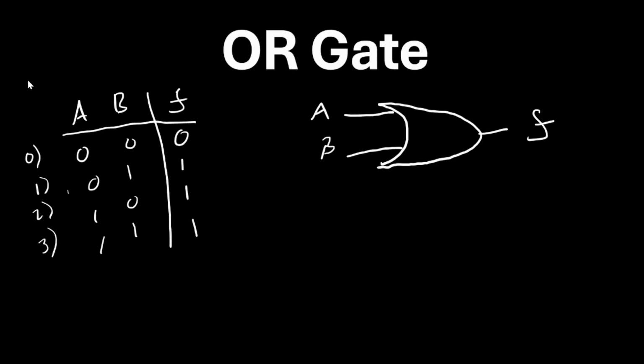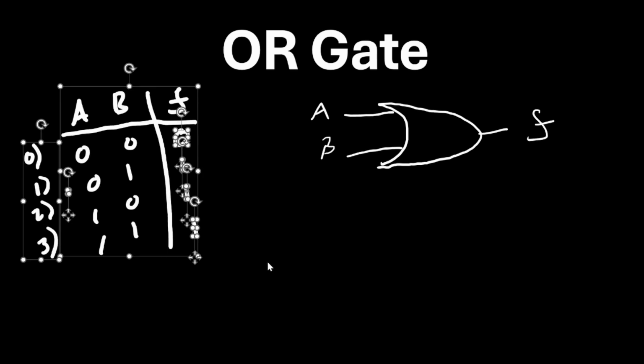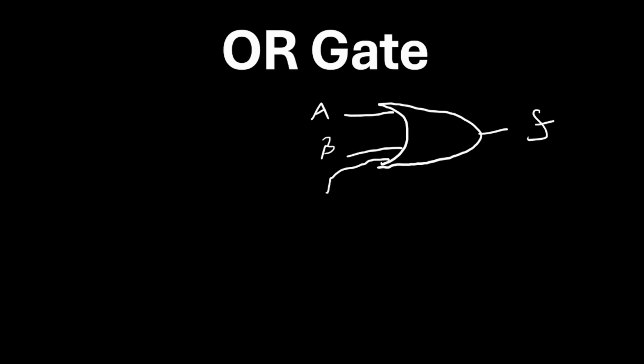Real quick, let's do an OR gate that has A, B, and C. Let me sneak C in there. There we go. So now we're going to have how many rows? 2 to the power of 3, since we have A, B, C. That's 8 rows. So we have A, B, C, function F.